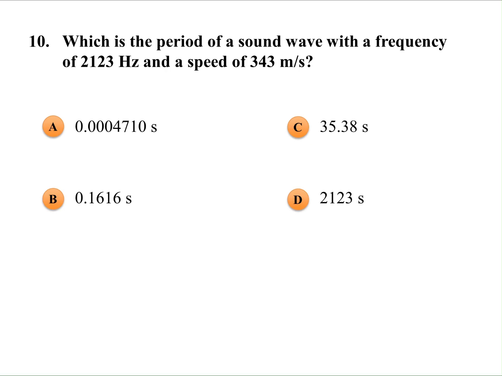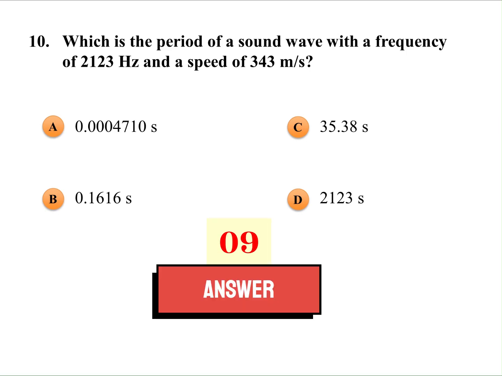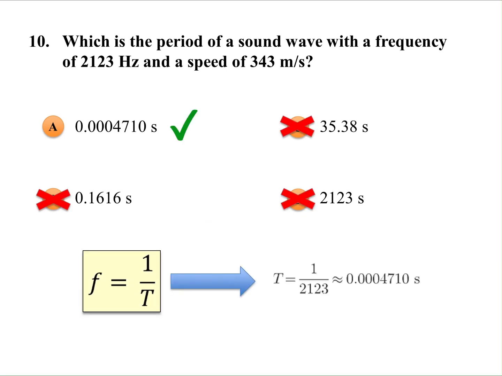Which is the period of a sound wave with a frequency of 2123 Hz and the speed of 343 meters per second? The correct answer is A, because the frequency equals the inverse of the period.